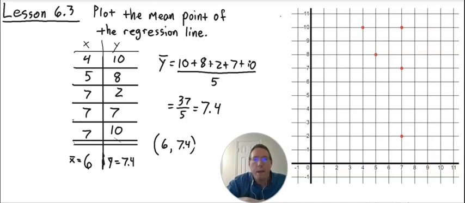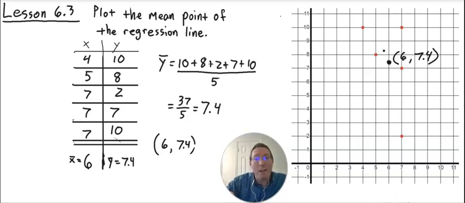Okay, and so let's go ahead and plot that. 6 is right here, and then we'll go up 1, 2, 3, 4, 5, 6, 7, and then 0.4 is almost 0.5, so we're going to go almost halfway between 7 and 8. So it'll be probably right about here. And that is the point 6, 7.4, and that is our mean point of the regression line.